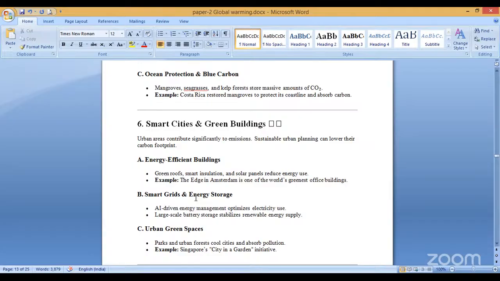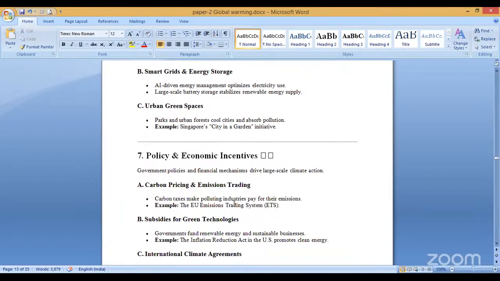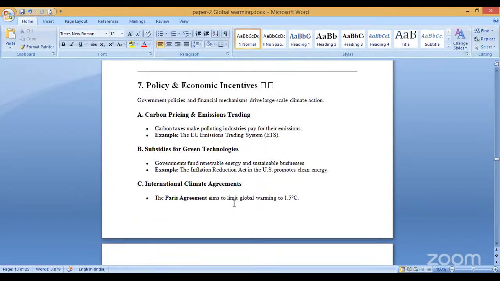Smart cities: green buildings, energy-efficient buildings, smart grids, energy storage and urban green spaces. And then coming to the last one, that is policy and economic incentives. Government policies and financial mechanisms drive large-scale climate action. Carbon pricing and emissions trading: carbon taxes make polluting industries pay for their emissions. That is a good thing.